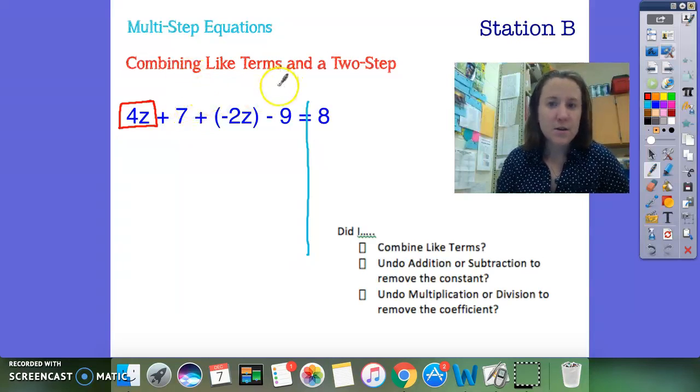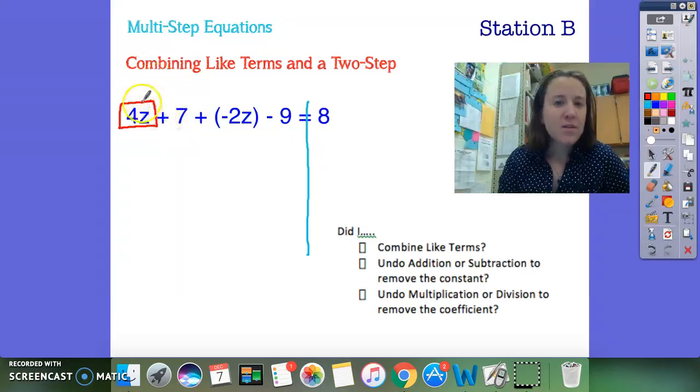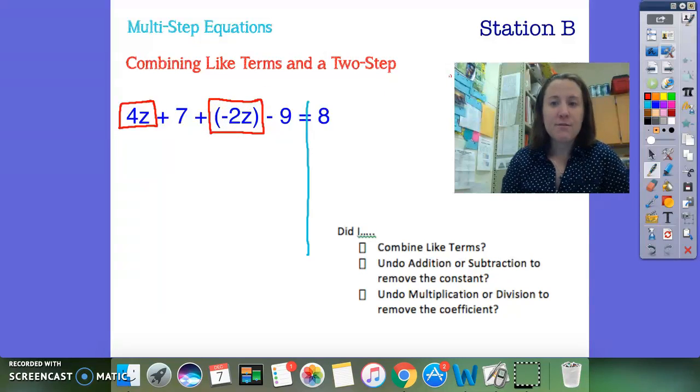They're not like terms. If you think about it from the modeling, the 4z would have been 4 rectangles, and the 7 would have been 7 squares, and I can't combine 4 rectangles and 7 squares and call them the same shape. But I do have here a plus negative 2z. I'm going to box that. I can combine that with 4z. Notice how I also box the negative sign. That's really, really important so that you don't lose the negative when you're actually doing those operations.